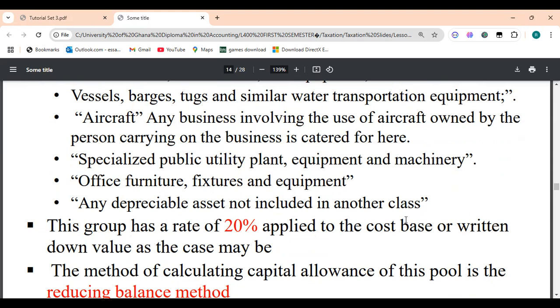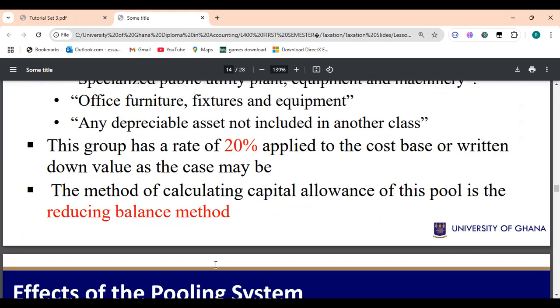Remember, I said that photocopier machine was supposed to be like fancy data handling equipment, but it wasn't included there. So because it has not been included there and it doesn't really have any class, we will include it in what? A class 3. This group has a rate of 20% applied on the net book value. So it also uses what? The reducing balance method. All right.